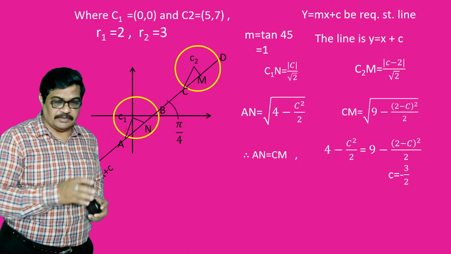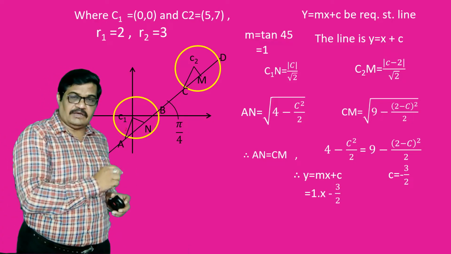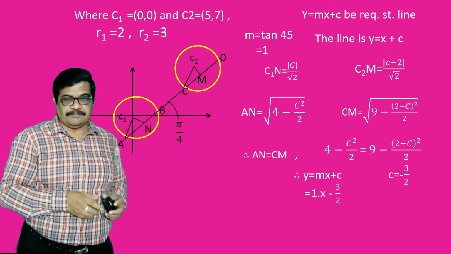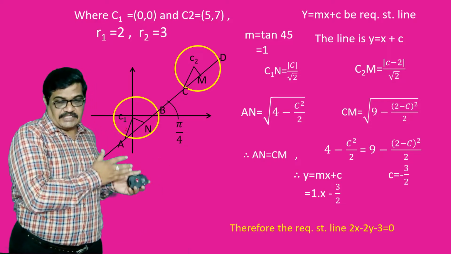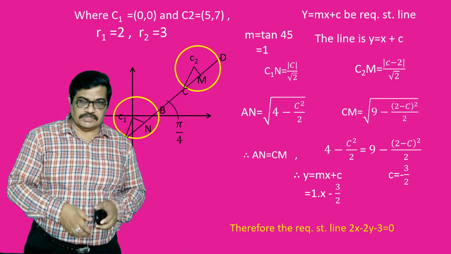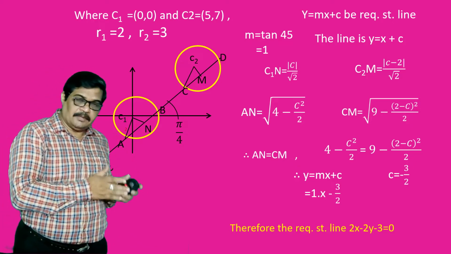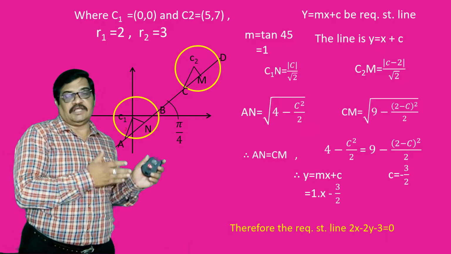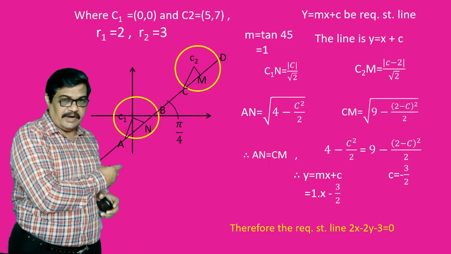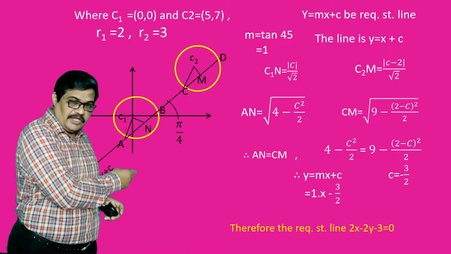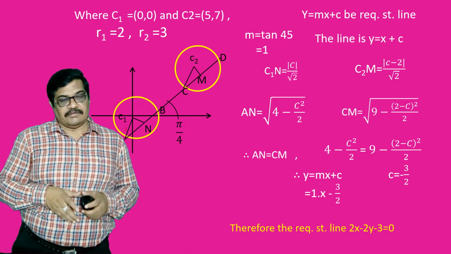Now we have to substitute in y = mx + c. Here m is 1 and c is −3/2. After simplification, we are getting that the line is 2x − 2y − 3 = 0. Okay, this is our required straight line. That straight line makes equal intercepts on the given two circles. So that is our required straight line, 2x − 2y − 3 = 0. This is our required answer.